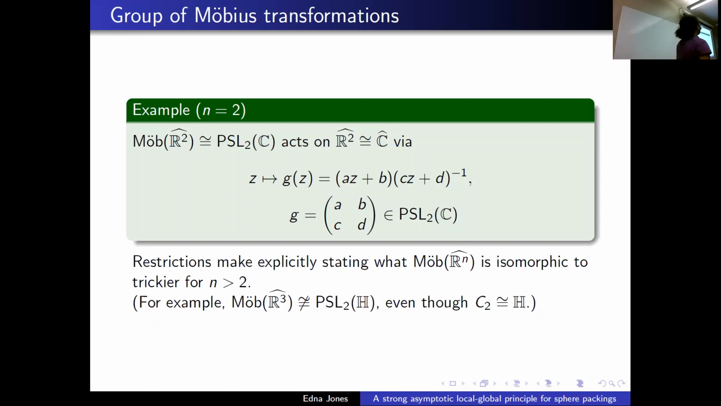Restrictions make explicitly stating what our set of Mobius transformations is isomorphic to trickier for higher dimensions. For example, the set of Mobius transformations on R3 hat is actually not isomorphic to PSL2H, even though the Clifford algebra C2 is isomorphic to H. There's just a bunch more conditions that I'm not going to go into during this talk.